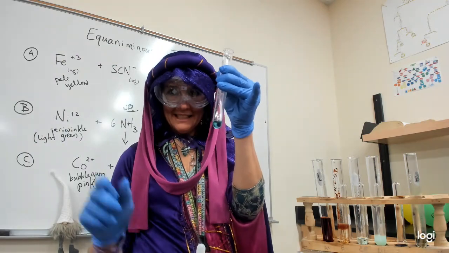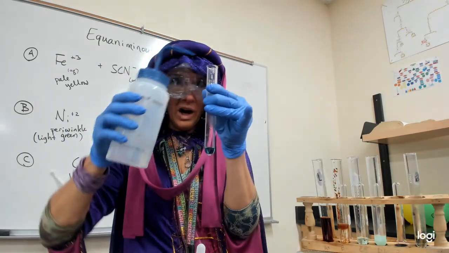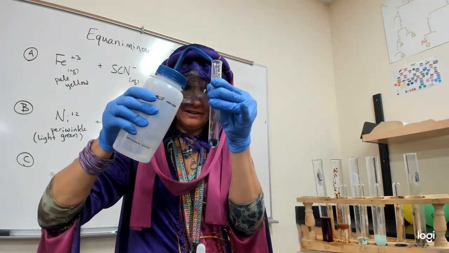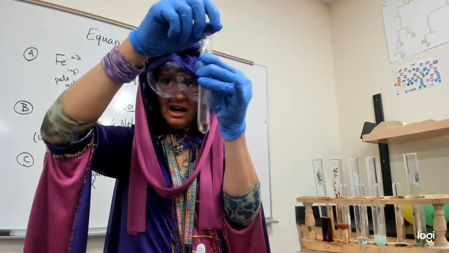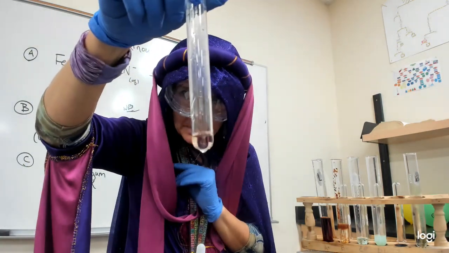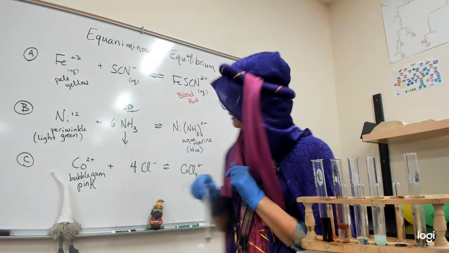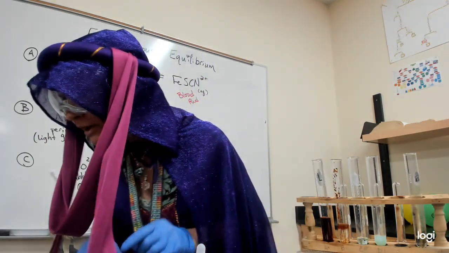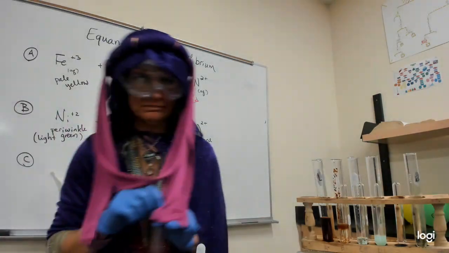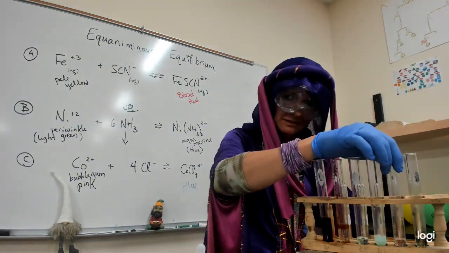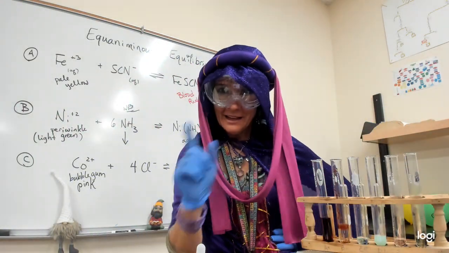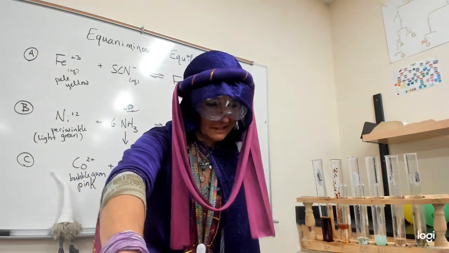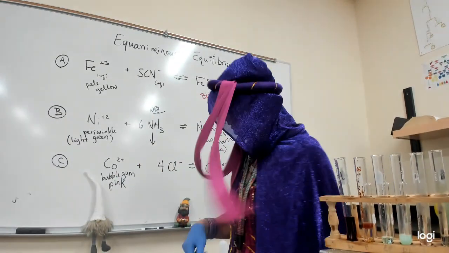But if I add water, I lose the blue. It goes back to the bubblegum pink. But why? H2O shouldn't be part of our whole equilibrium equation. And it's really not, because it's a liquid. But this is a really interesting fact about this.